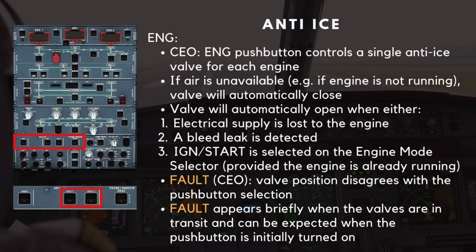If an amber fault light appears on a CEO aircraft, then the valve position disagrees with the push button selection. Note, the amber fault light does appear briefly when the valves are in transit, in the same way as the wing push button, so this can be expected when the push button is initially turned on.